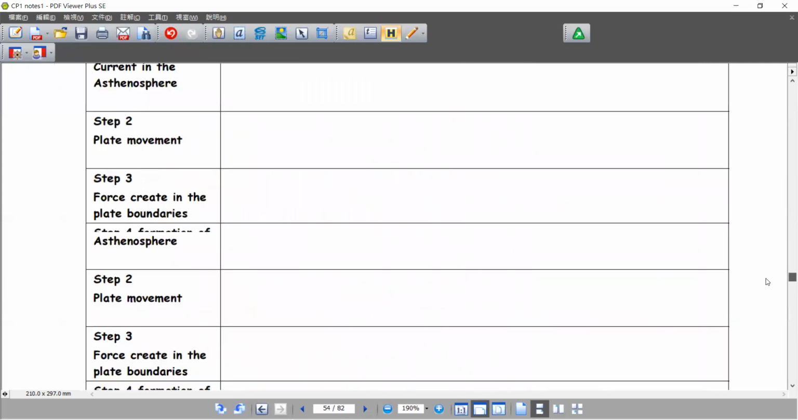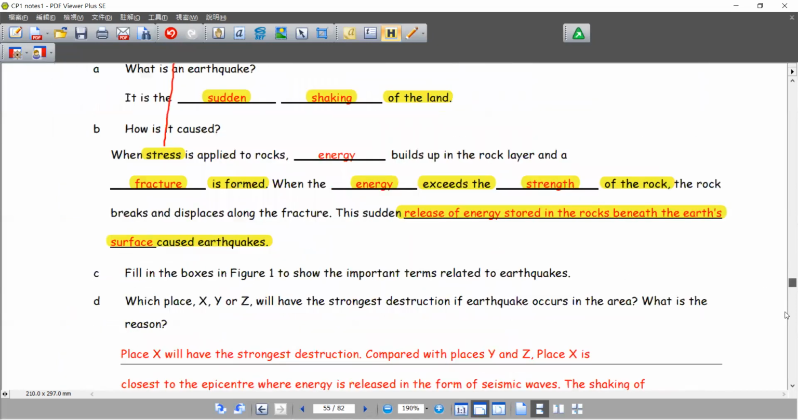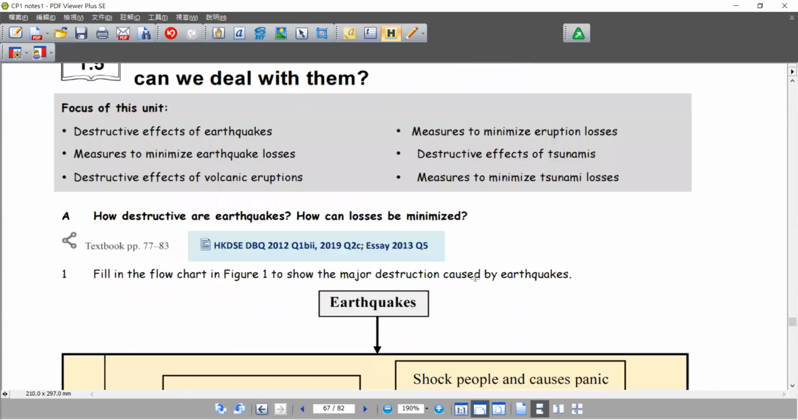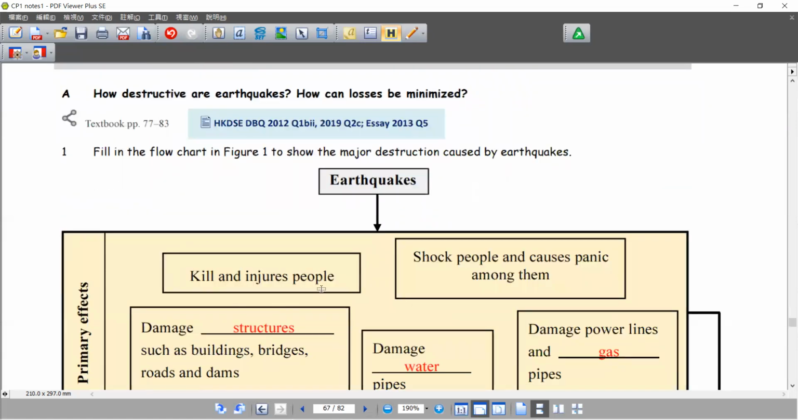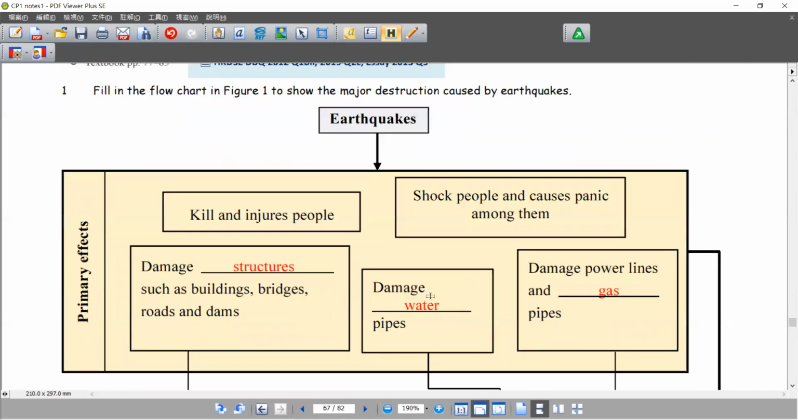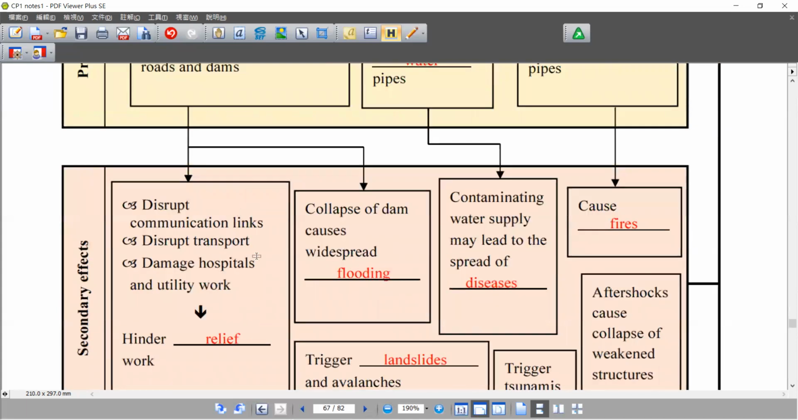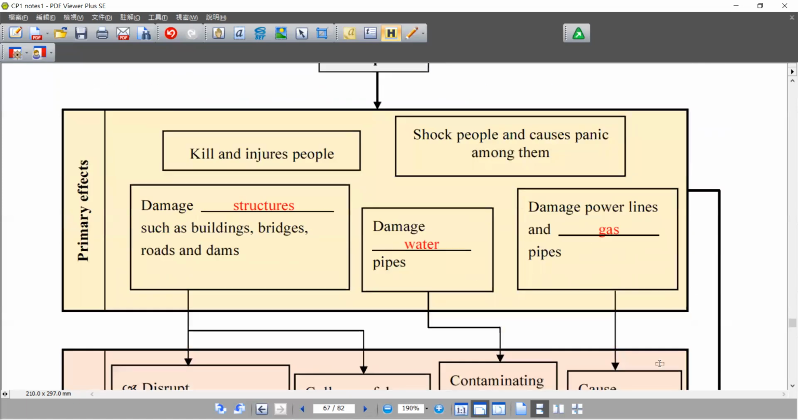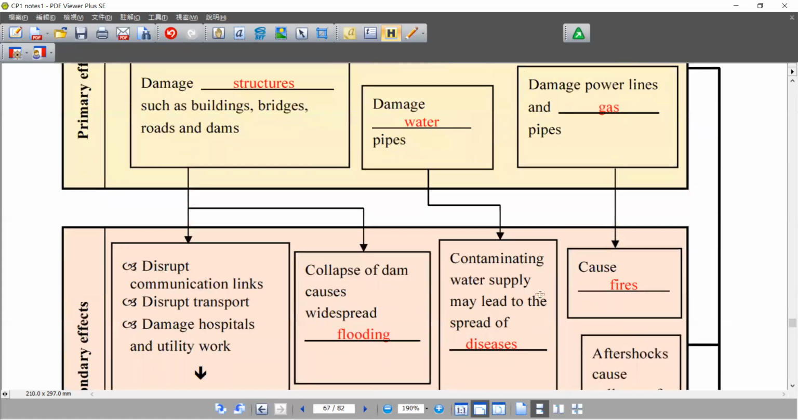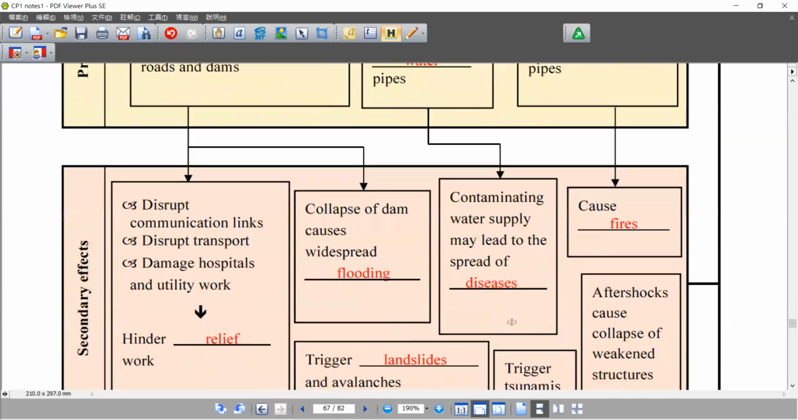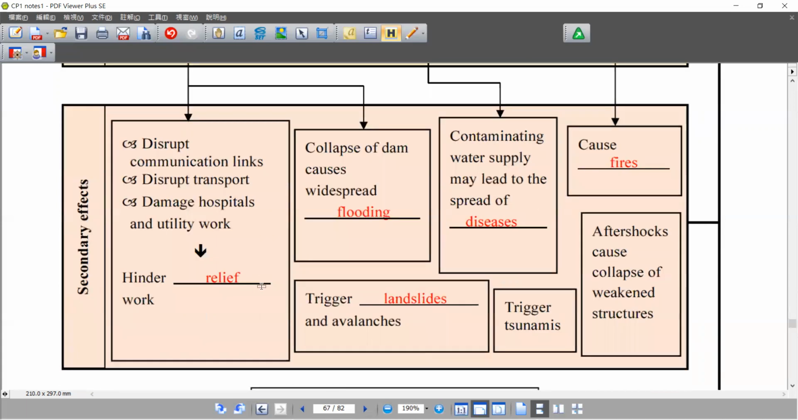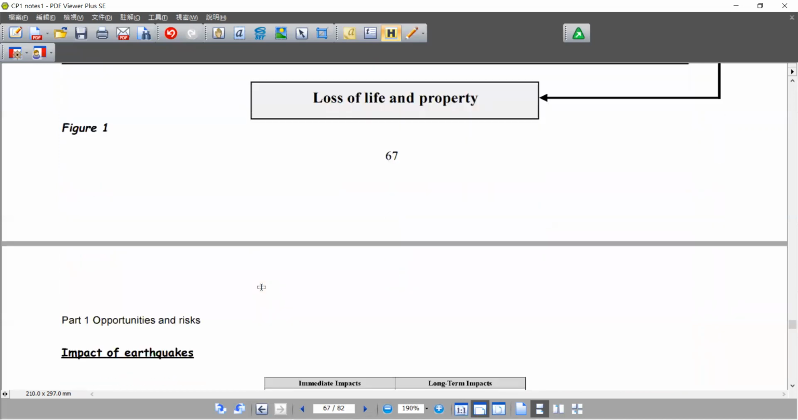Then let's move on to 1.5. Okay, right here. How destructive is the earthquake? Mainly it kills and injures people, damages structures, and water pipes and gas pipes are broken. It's mostly primary effect. Okay, it shocks people and causes panic among them. Secondary effects may include fires, because the earthquake may not directly cause the fire, but breaking of the gas pipe will cause the fire. Then the water supply is no good, and it may contaminate the water supply and cause disease, landslide, flooding, and disruption of the communication link. This kind of thing will be regarded as secondary effect, okay.